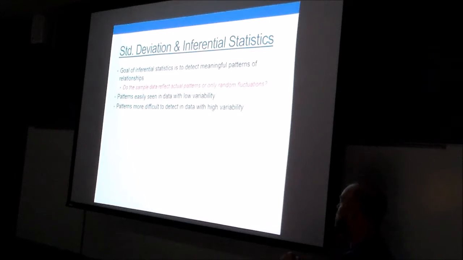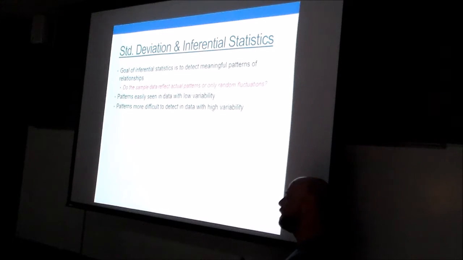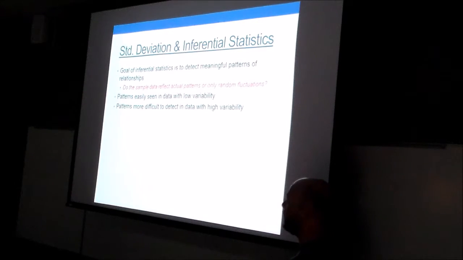Okay. So with inferential statistics, what we want to do is detect meaningful patterns of relationships. Basically, as we'll talk about next semester, we're looking at associations, right? Is group status associated with some outcome? Most of what we're going to be doing this semester is asking, do we see mean differences in this group versus that group?